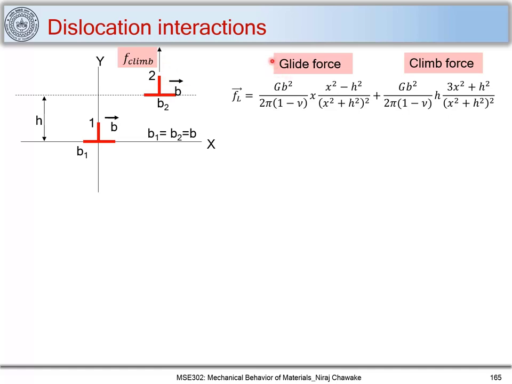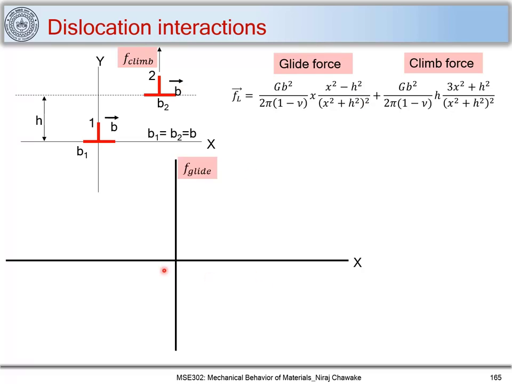Now let's look at glide force. For that, let's plot x and the glide force along y direction. If we want to find out the glide force on dislocation 2 because of the stress field of dislocation 1, you can say that the glide force will be 0 when x equals 0. So let's mark this point here, the glide force will be 0.